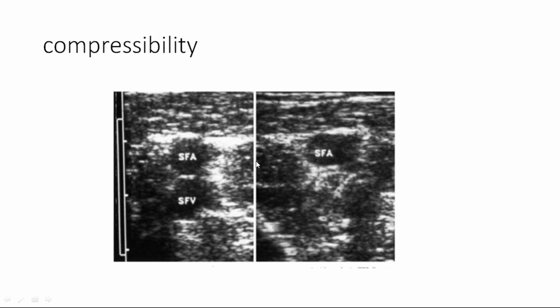Compressibility means that in normal ultrasound we can see an artery and a vein. Veins are more compressible than arteries. So when we apply force with the transducer over the skin, we can see the compression of the vein, and the arteries are not generally compressed, so we can see only the artery, and the vein is not seen when compressed.